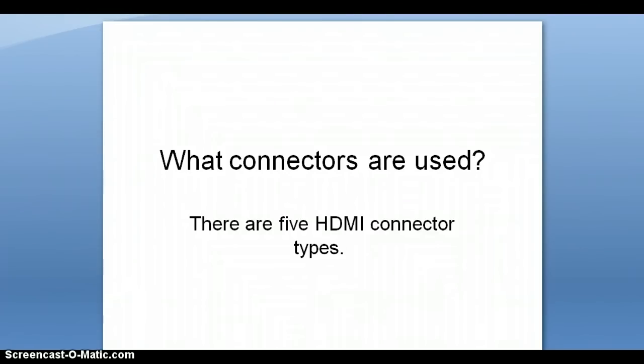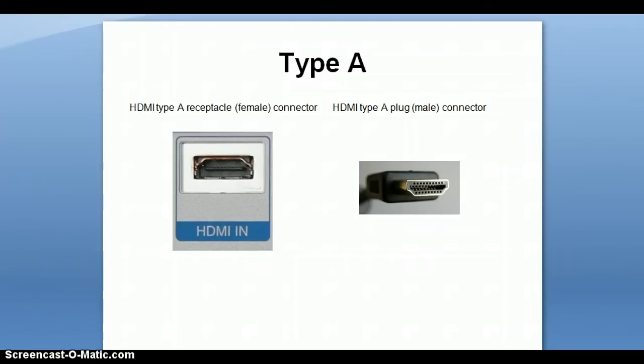What connectors are used? There are 5 HDMI connector types. Type A. It has 19 pins with bandwidth to support all SDTV, EDTV, and HDTV modes. The plug, male connector, outside dimensions are 13.9 mm by 4.45 mm, and the receptacle, female connector, inside dimensions are 14 mm by 4.55 mm. Type A is electrically compatible with a single link DVI-D.